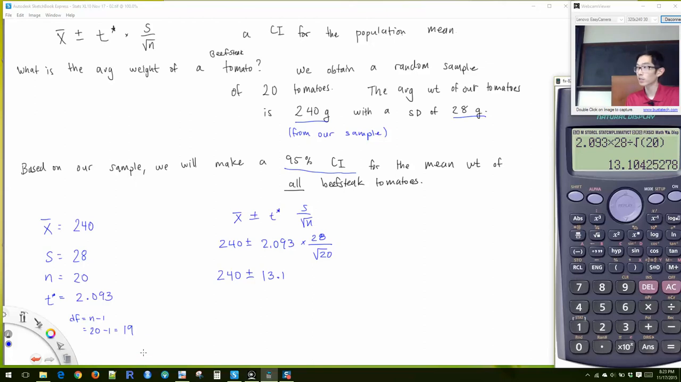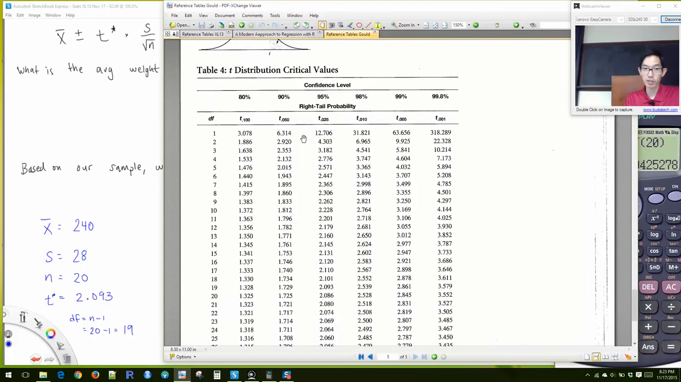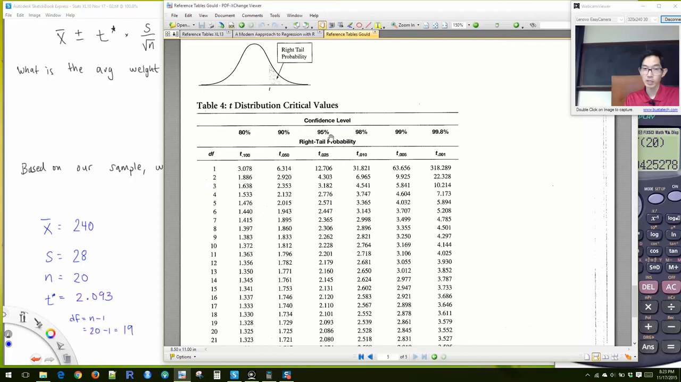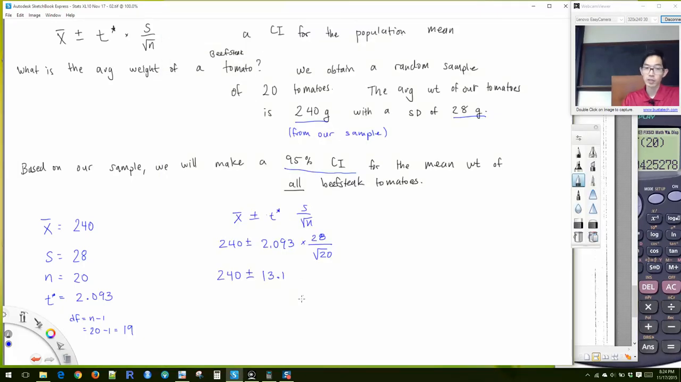Okay, so when I go to the T table, confidence level 95%, I go down this column until I reach degrees of freedom equal to 19. And when those meet, I get 2.093. Got it? So I plug these in and I do 2.093 times 28 divided by the square root of 20, and I get 13.1 in my calculator.